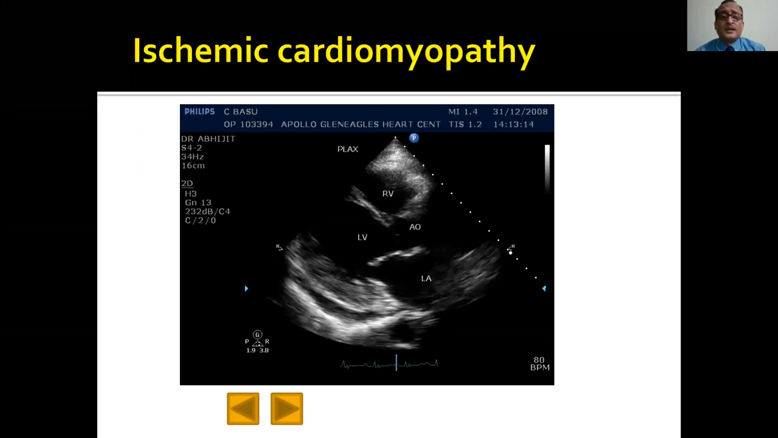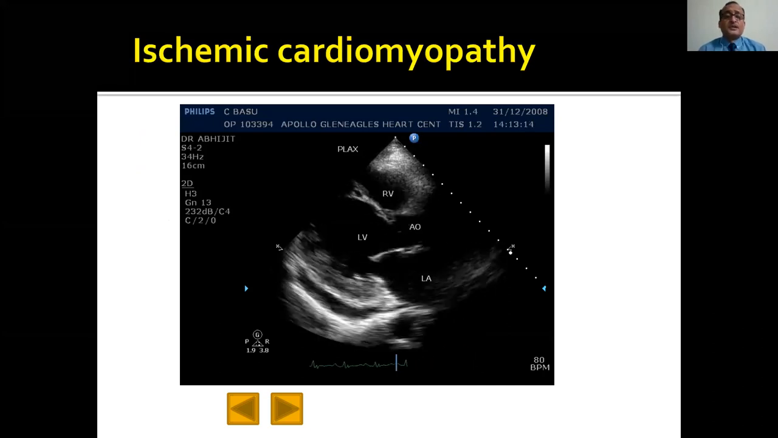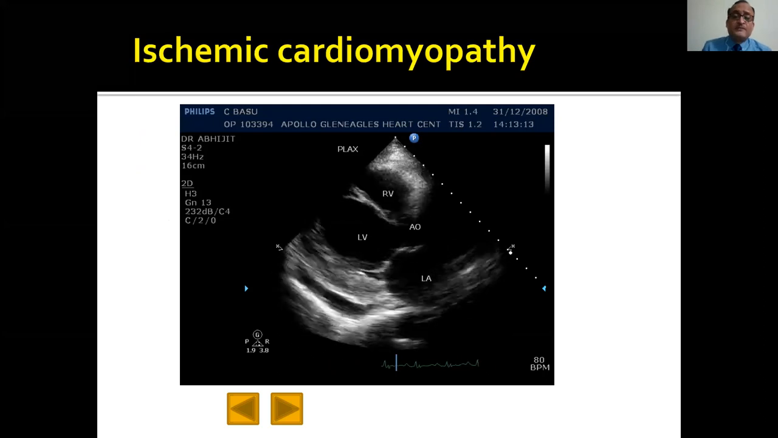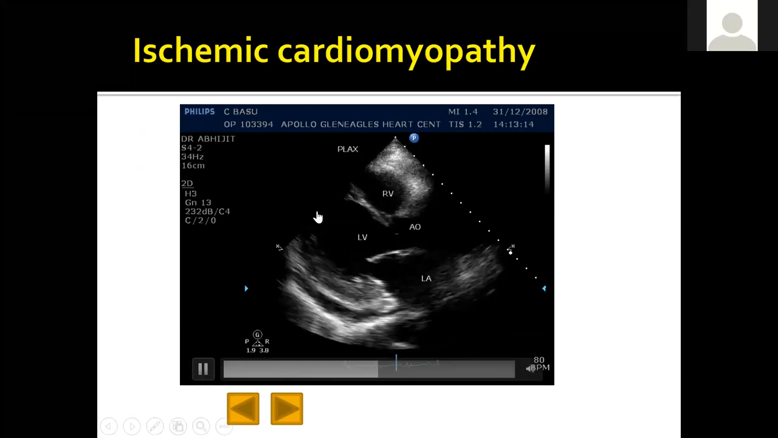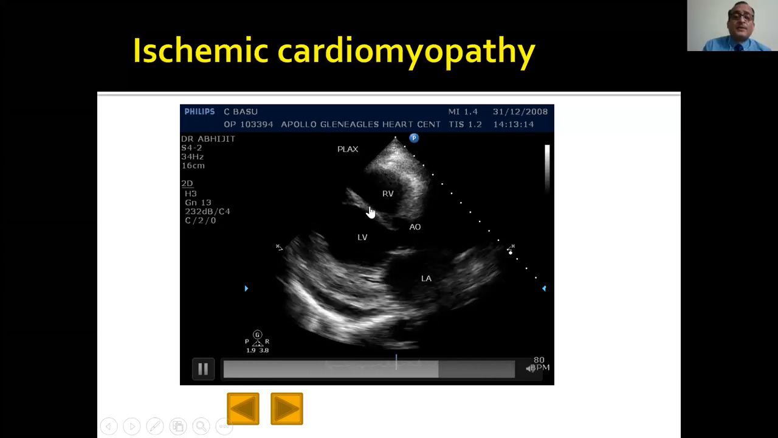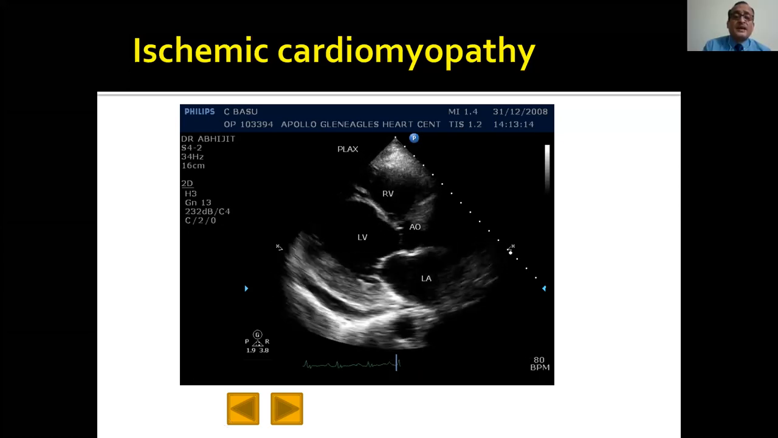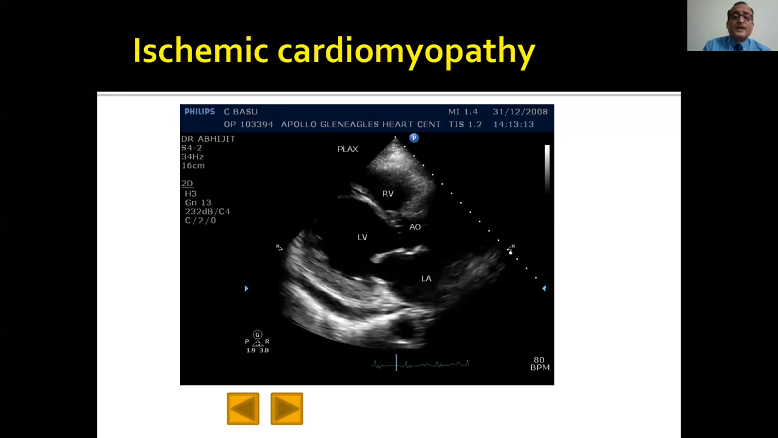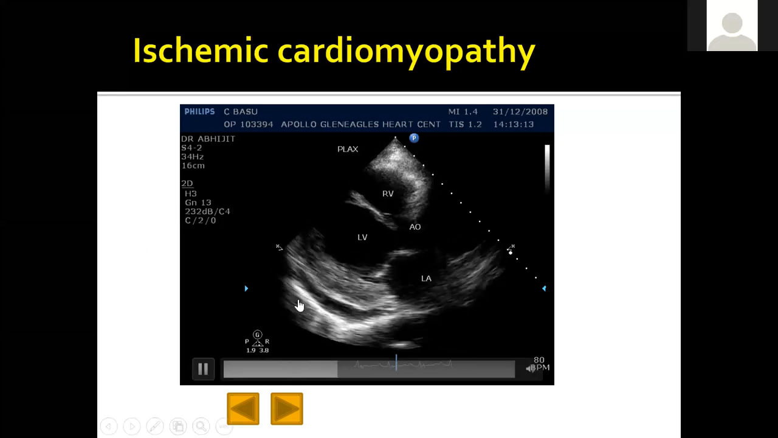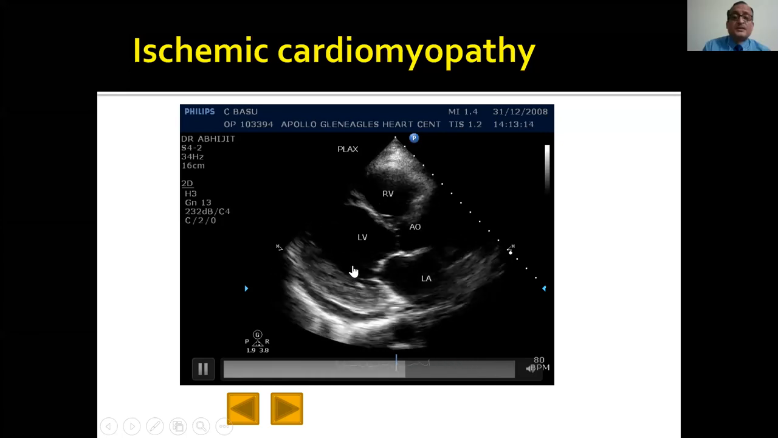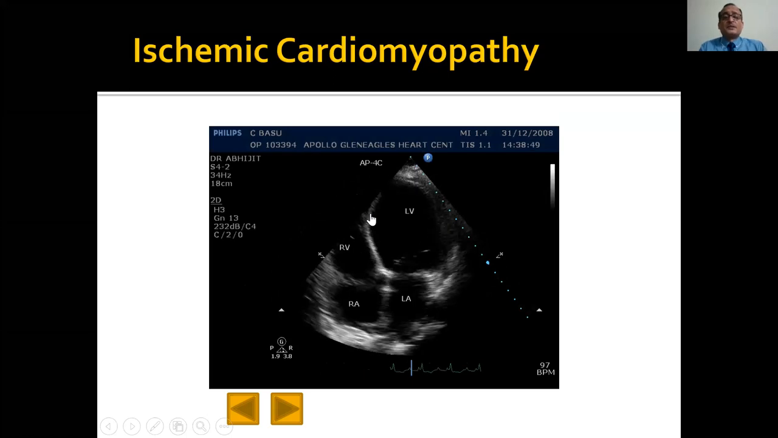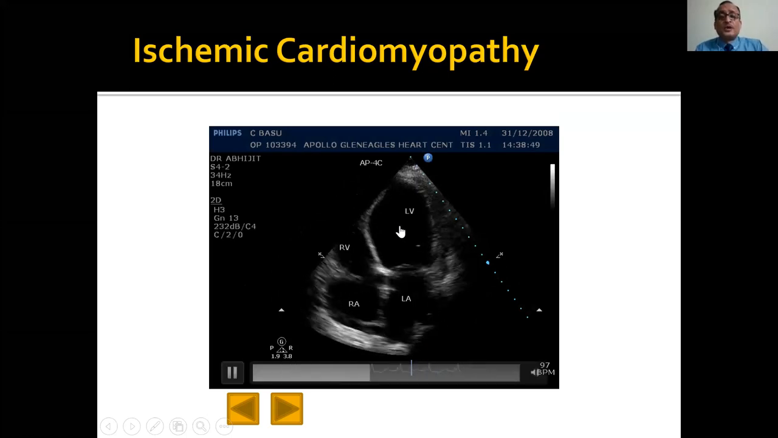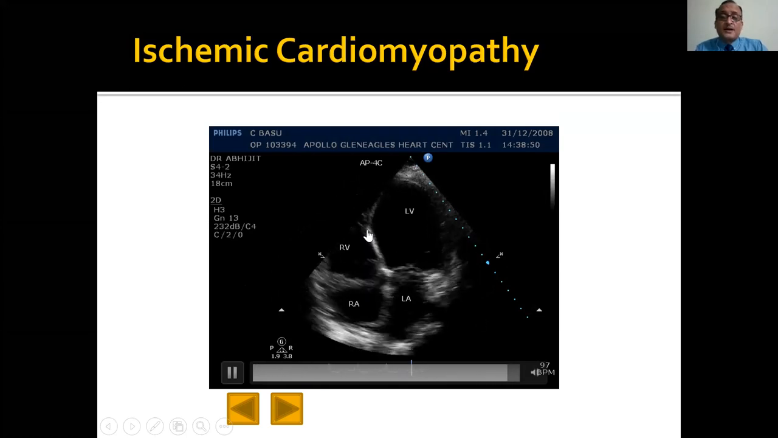Look at this echo. There is compensatory hypertrophy of the left ventricular posterior wall. But really, what strikes you is the fact that the septum is thinned, scarred, and akinetic. And because of the failure, there is some pericardial effusion posteriorly. This is the septum. Same patient, apical four-chamber view, the ventricles are dilated and the septum is thinned, scarred, and akinetic.